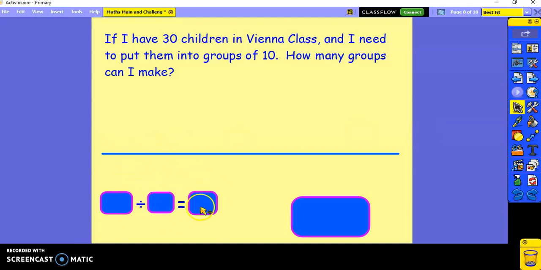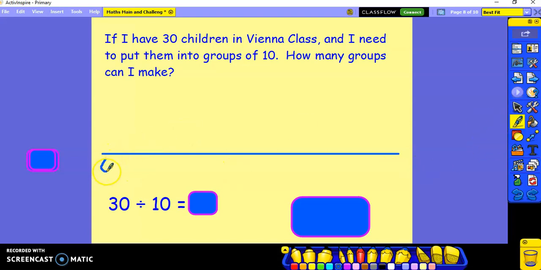Okay, I'm going to reveal my number sentence first because that's where I always start when I'm trying to work something out. So I'm starting off with 30 children, that's my whole. And I need to divide them into groups of 10. So I'm going to start on my number line with the number 0. And then I'm going to do my jumps of 10. So 10, 20. Oh, it's a little bit wobbly there. 20, 30.